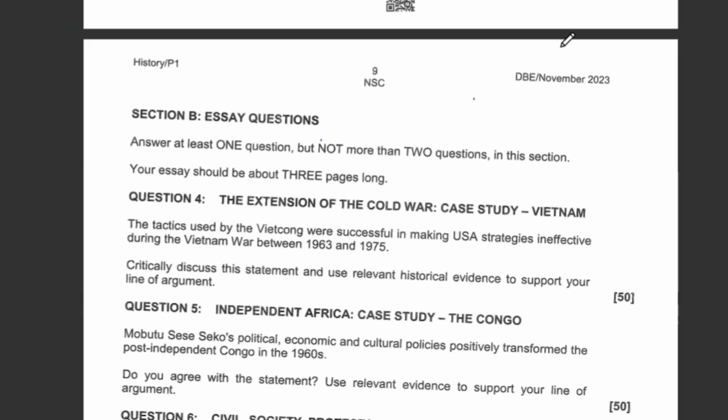Then we are also giving historical evidence of the length of the typical tunnels that were dug. That is substantiating our explanation, and we are linking back to our line of argument. We are supporting that the tunnels were so effective and they made the US strategies ineffective.